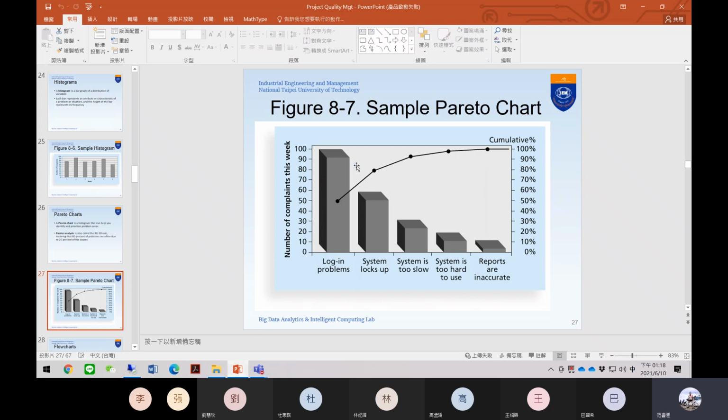Once I reach 80%, I draw a horizontal line. From the chart, we understand the first two activities are considered the critical few. These are the locking problem and the system lock-up, which create 80% of the whole problem, and they are only 20% of the categories. That's how we call the Pareto diagram or Pareto chart.